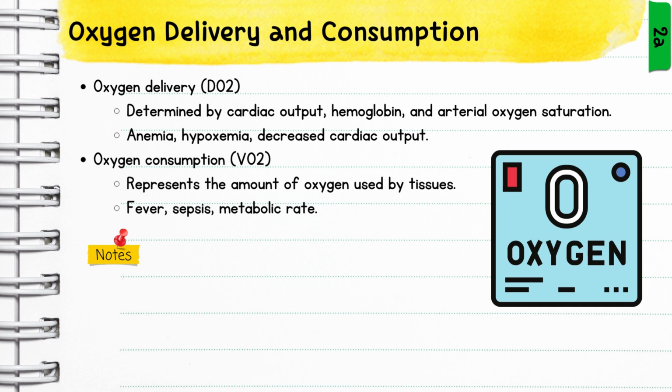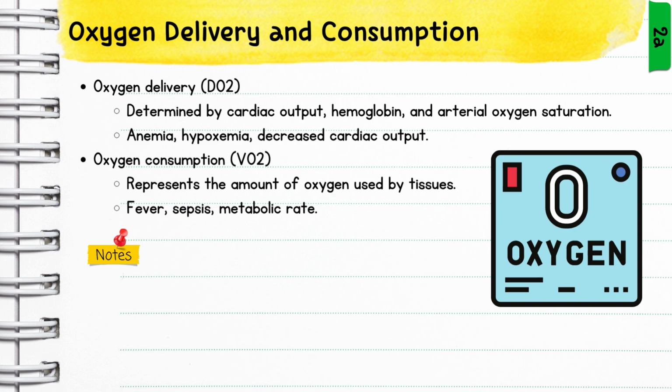There's an actual equation for it, but you do not have to memorize it. Just understand what DO2 is. It's basically how much oxygen is being delivered to the tissues. Oxygen consumption, which is VO2, is the amount of oxygen that is actually used by the tissues. So DO2 is how much is getting to the tissues, but VO2 is how much your tissues are actually using.